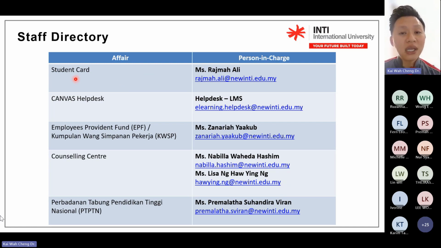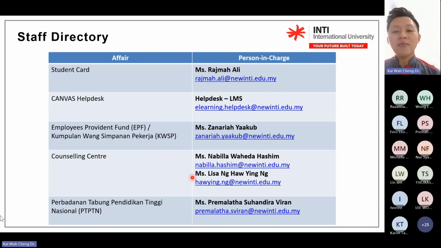So for student cards, please refer to Miss Rashma Ali, and then Canvas help desk. For example, if you do not know how to log into your Canvas, but of course you have been given the Canvas manual on how to operate the portal, sometimes not everything is perfect, right? So if you have any technical error on your Canvas, please refer to the Canvas help desk, and this is the email. If you want to ask about the procedure related to EPF or KWSP, please refer to Miss Darania. And for the counseling center, the correct person in charge is Miss Nabila. She is the one who gave you the briefing just now.